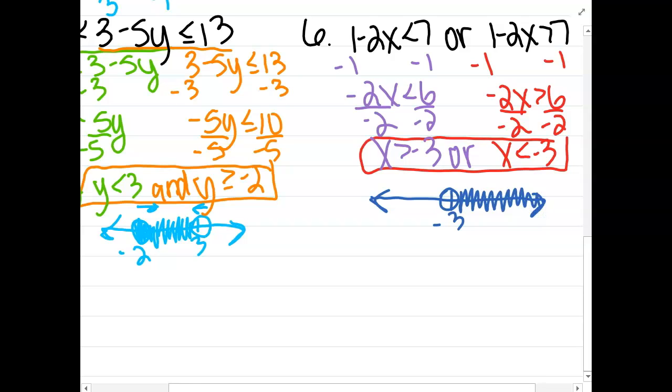Okay, now I want to shade all the numbers greater than negative 3, or all the numbers less than negative 3. Okay, so that's what your graph looks like, which is kind of funny. It's almost every single number in the whole world except for negative 3. Yeah, this inequality, you can plug in any number you want except for negative 3. Negative 3 won't work.